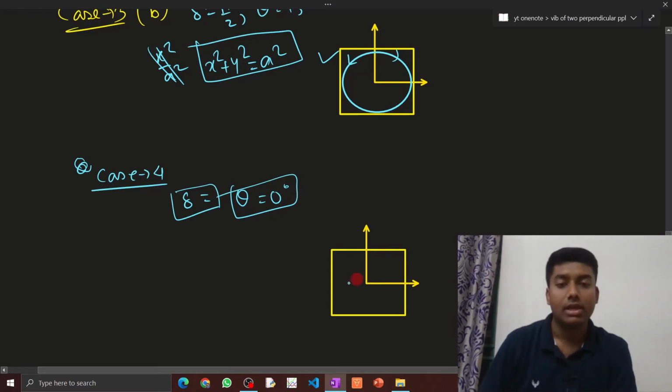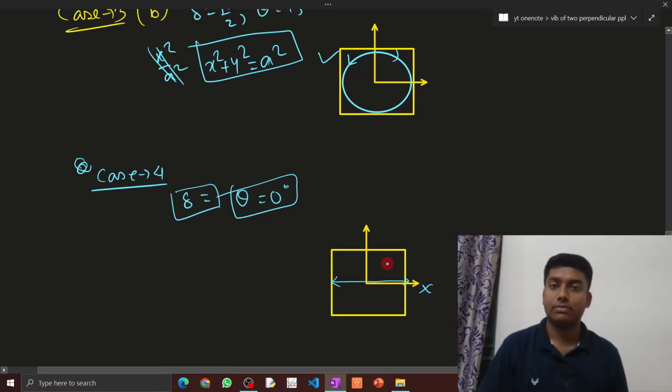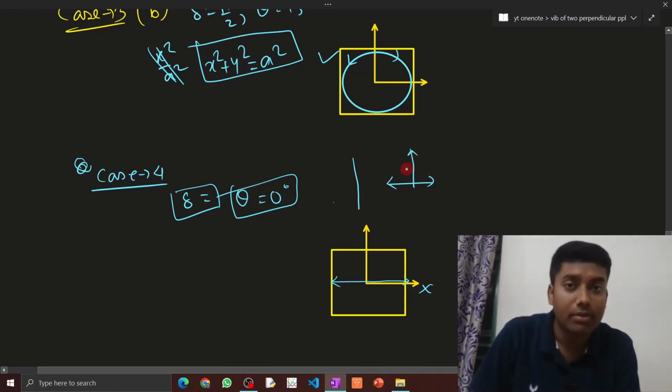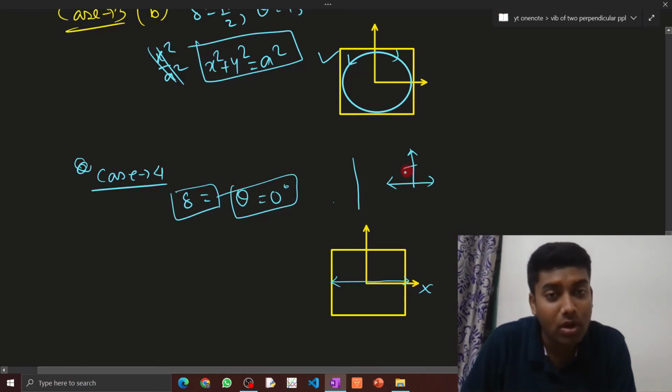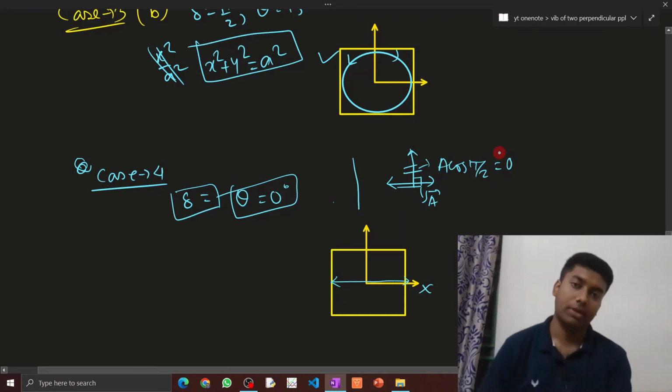That means if the incident plane polarized light's electric field vibration is along this x-axis, or along this optic axis, then it has no component along the perpendicular direction. If this is perpendicular, then its component along this side will be cos of pi by 2, that means equal to 0. So it has no perpendicular component.